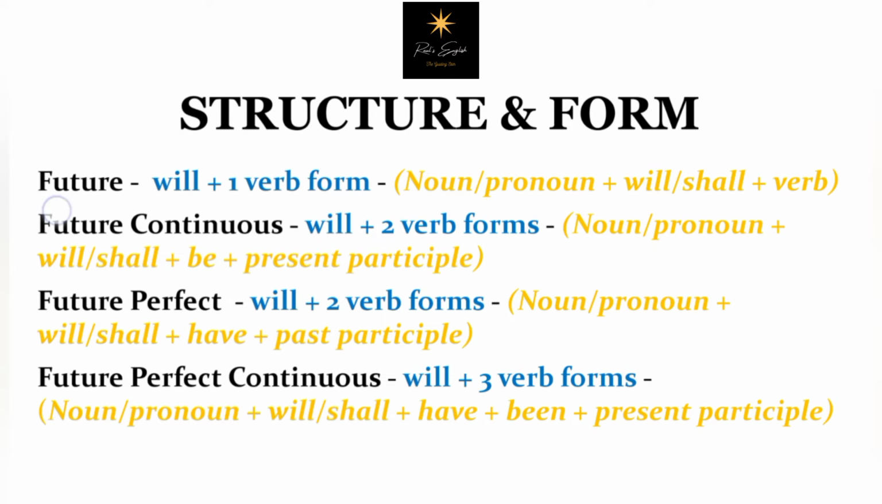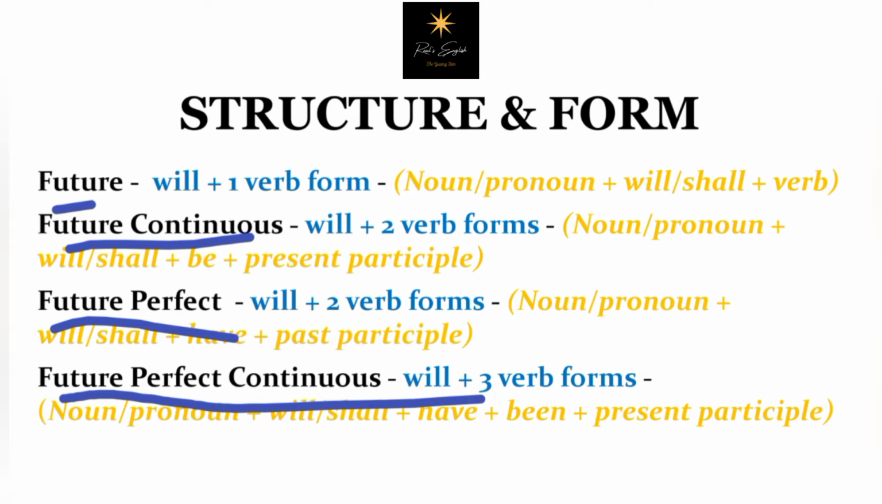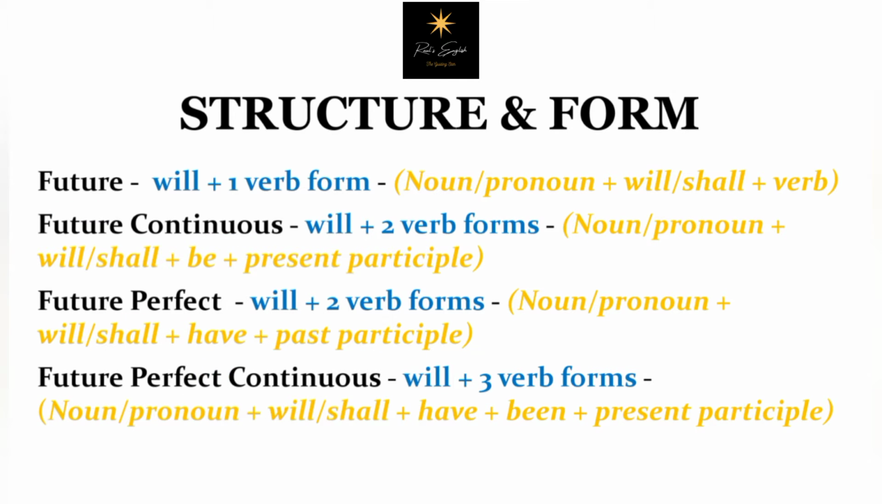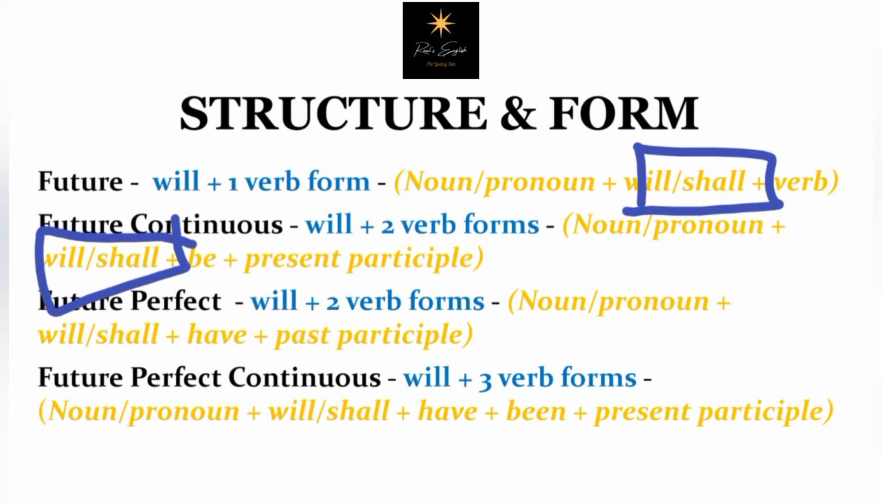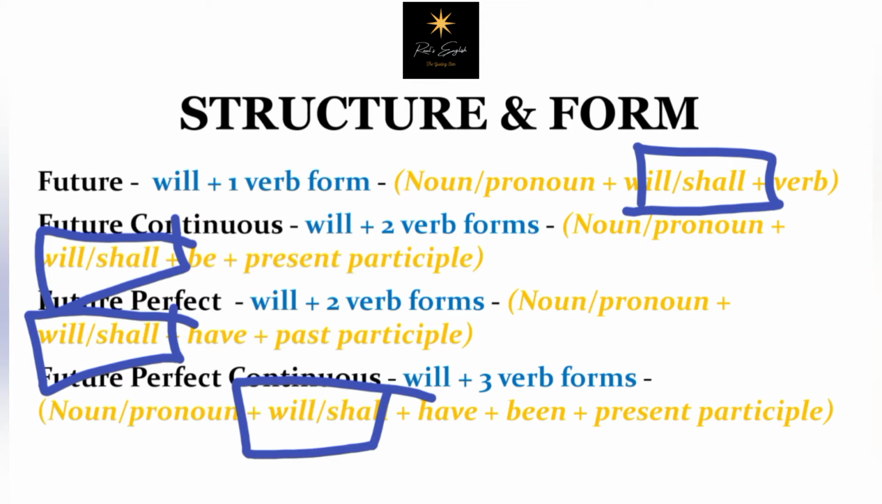The forms are future, future continuous or future progressive, future perfect, and future perfect continuous, also known as future perfect progressive. Right, so all of them have will or shall. What is the difference between will and shall? That is for another video. But both are the future tense. Can they be used anyhow? No, they can't be used anyhow.